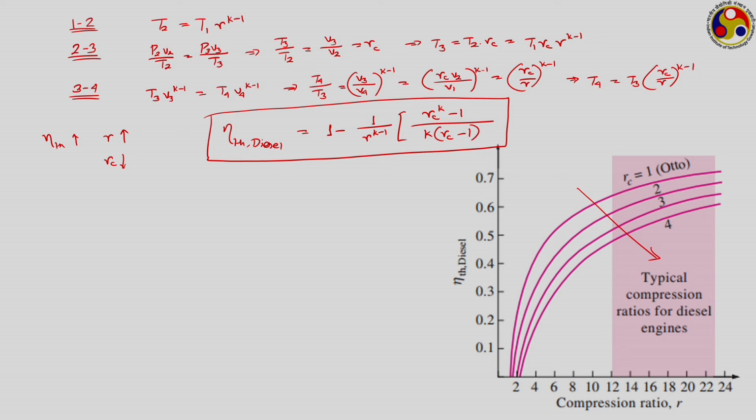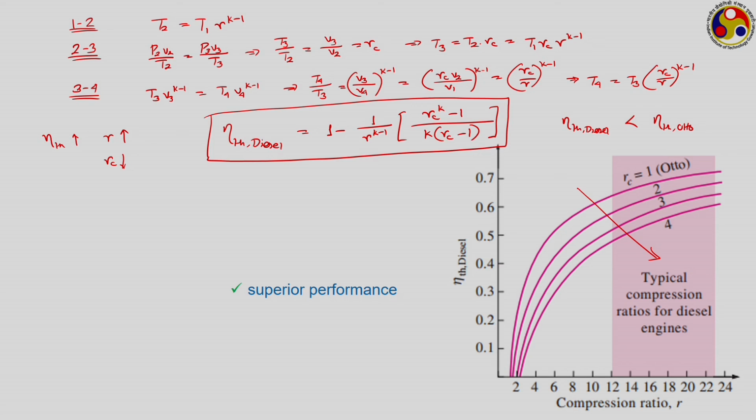You can see from the expression also the term in this square bracket, here RC is always greater than 1, K is also greater than 1. So, the term in the square bracket will always be greater than 1. If the term is greater than 1, then from here we can easily see for the given value of R, eta thermal for diesel will always be less than eta thermal for Otto. But practically speaking, diesel engines always operate with much higher compression ratio than Otto cycle based engines, and therefore, they offer higher efficiency.